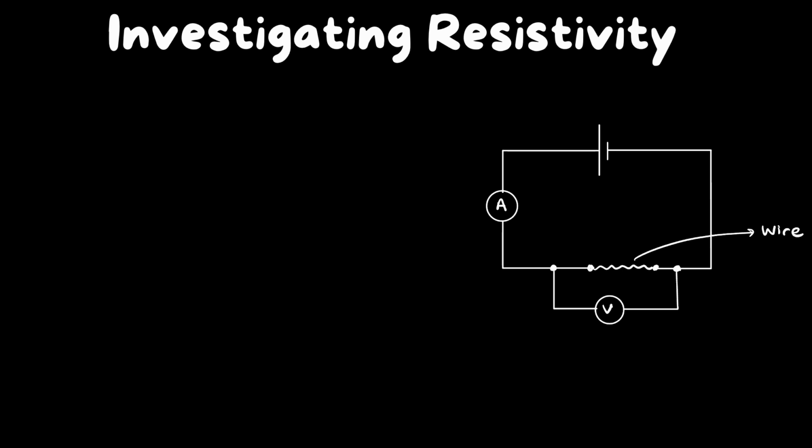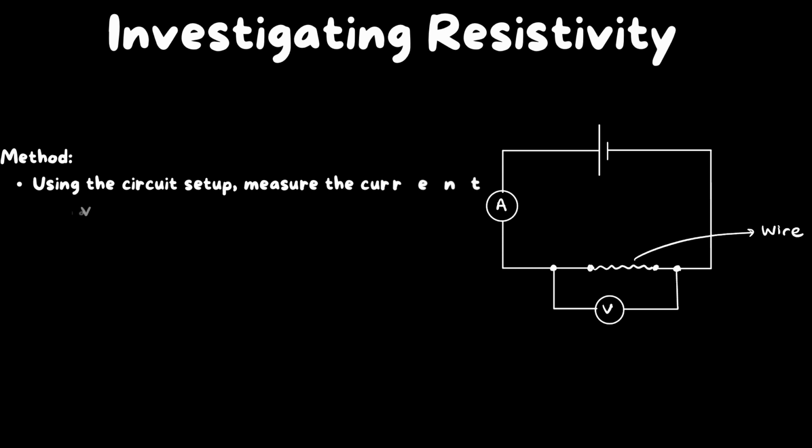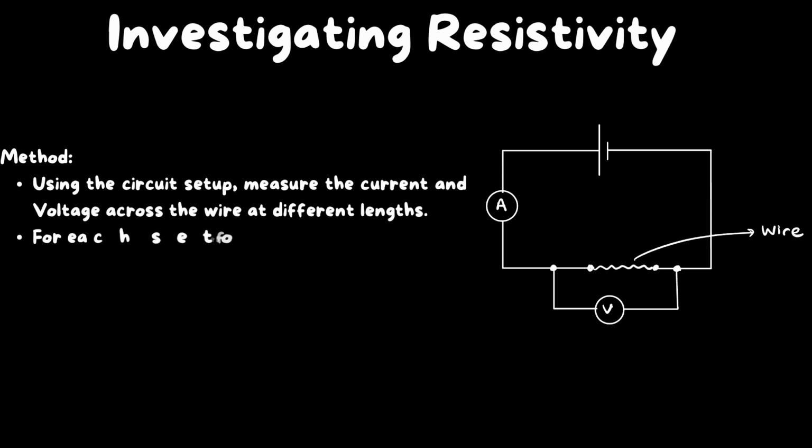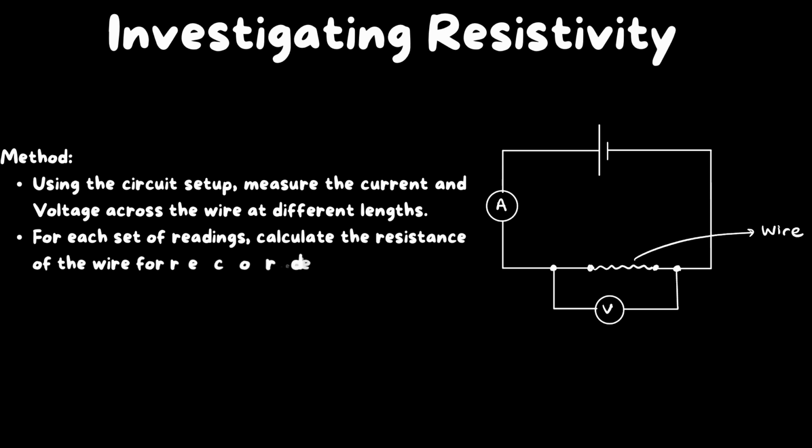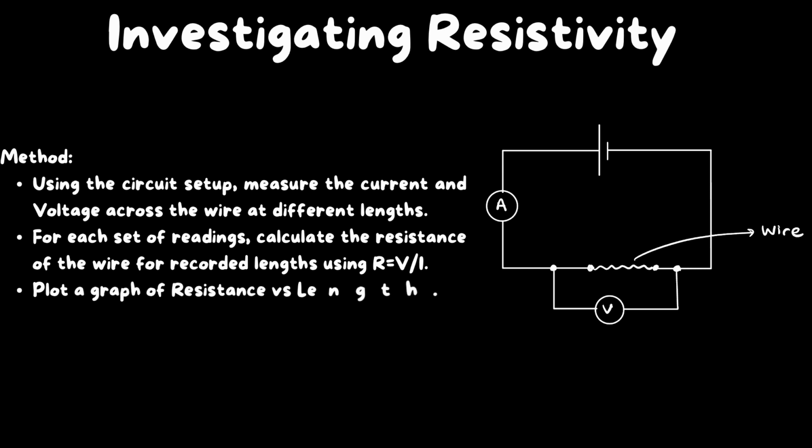Now, let's investigate resistivity. Here we have a circuit diagram of a variable DC supply with an ammeter and a voltmeter connected across a given length of wire. The method is simply to set up this circuit and measure the current and the voltage across the wire at different lengths. For each set of readings, calculate the resistance of the wire for the recorded lengths using R equals V over I.